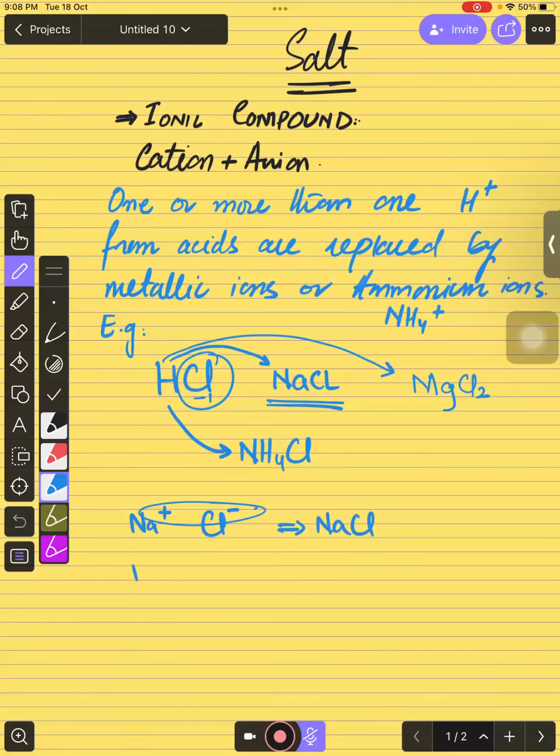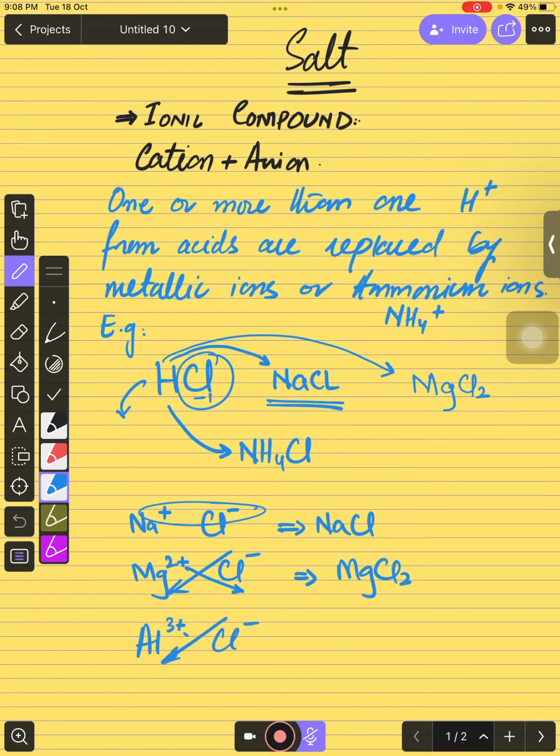But if you talk about magnesium, magnesium is from group number 2, so the charge of magnesium is 2 plus and the chloride is -1, so the numbers are going to be cross multiplied when the numbers are different, right? So it will be magnesium chloride. And for suppose the H from HCl is replaced by aluminum, aluminum is from group number 3, so the charge on aluminum is 3 plus and chloride is minus, so only the numbers are going to be cross multiplied, right? So it will be AlCl3.